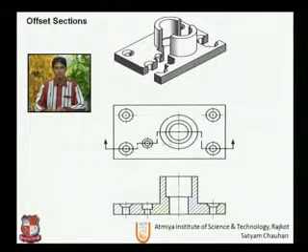Once again, observe the plane and the direction of this imaginary cutting plane, and we can adjust this plane according to the easiness of the drawing. We can rotate or revolve, we can do whatever we want in this drawing in order to make our drawing easy and more clear. For dimensioning as well, this will help a lot. This is the third type of section, offset section.